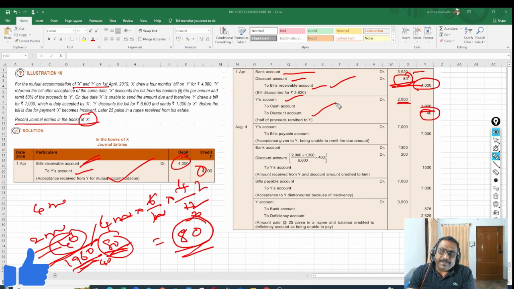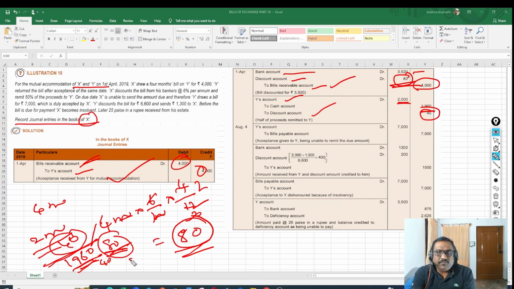Then what happened? On the due date, X was unable to pay this bill amount to the bank. So on the due date, what happened? X was unable to make the payment to Y. So what happened? Y would have paid this amount to the bank.